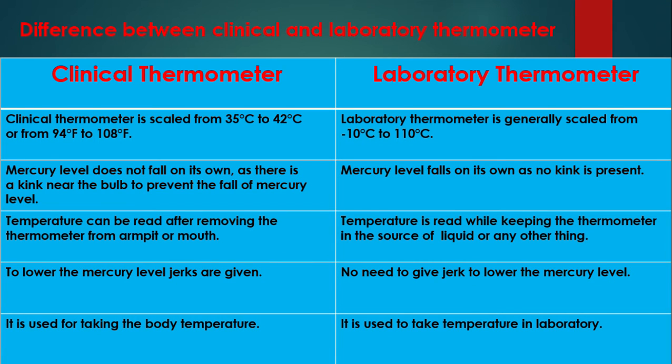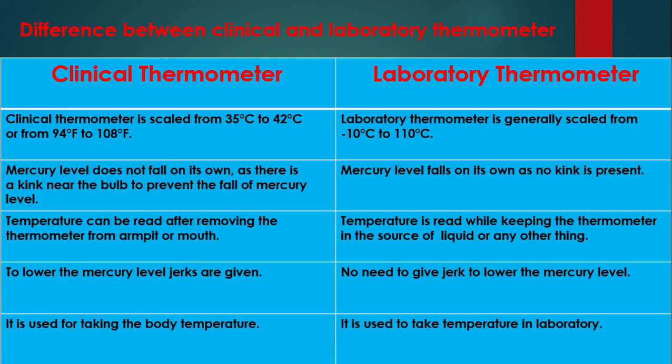Difference between clinical and laboratory thermometer. Clinical thermometer is scaled from 35 degrees Celsius to 42 degrees Celsius or from 94 degrees Fahrenheit to 108 degrees Fahrenheit. Laboratory thermometer is generally scaled from -10 degrees Celsius to 110 degrees Celsius. In a clinical thermometer, mercury level does not fall on its own as there is a kink near the bulb to prevent the fall of mercury level. In a laboratory thermometer, mercury level falls on its own as no kink is present.